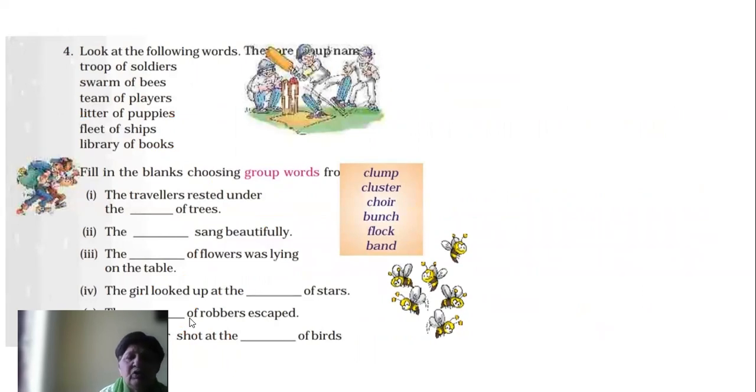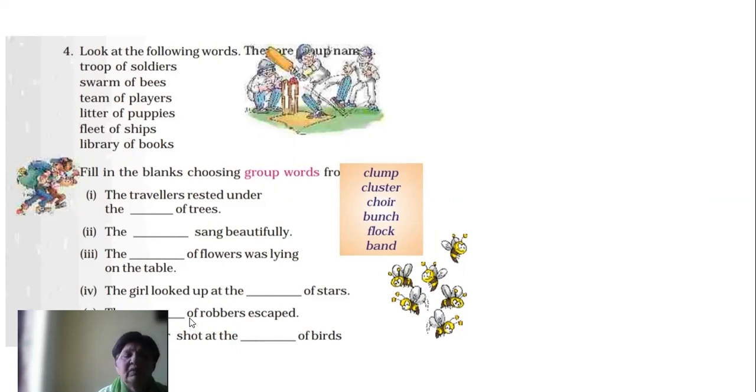Now here today in this exercise we will do some collective nouns, children. Collective noun means when 5-6 things come together, like a troop of soldiers, when many soldiers are there, then one word is troop of soldiers. A bunch of keys, a ream of papers. All these are known as collective nouns.